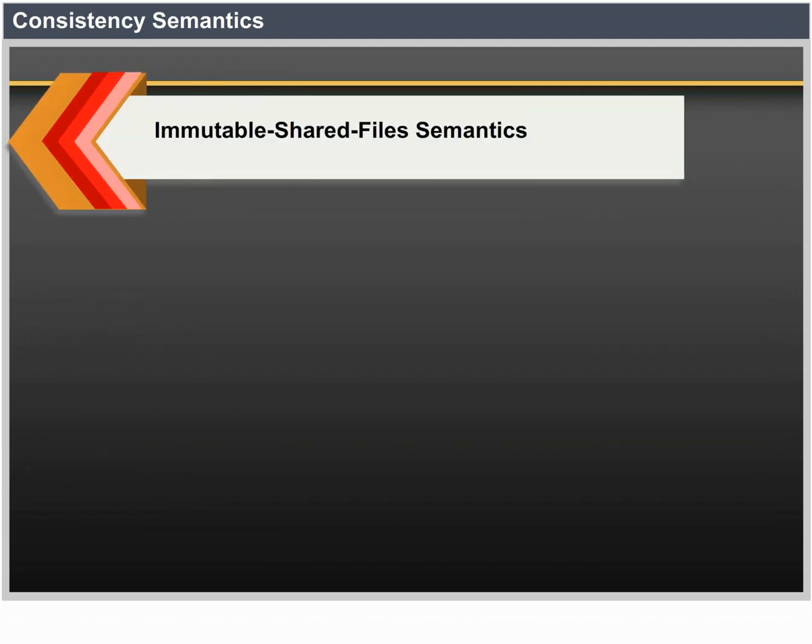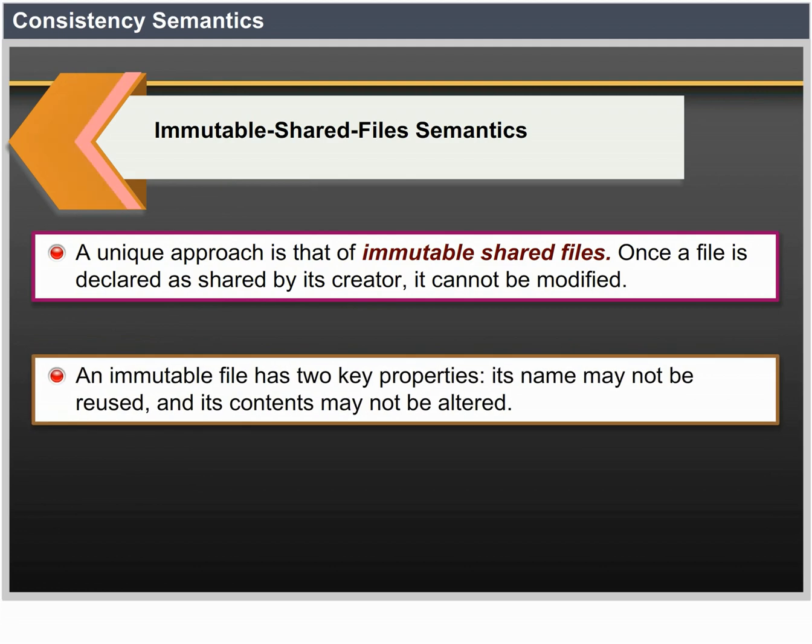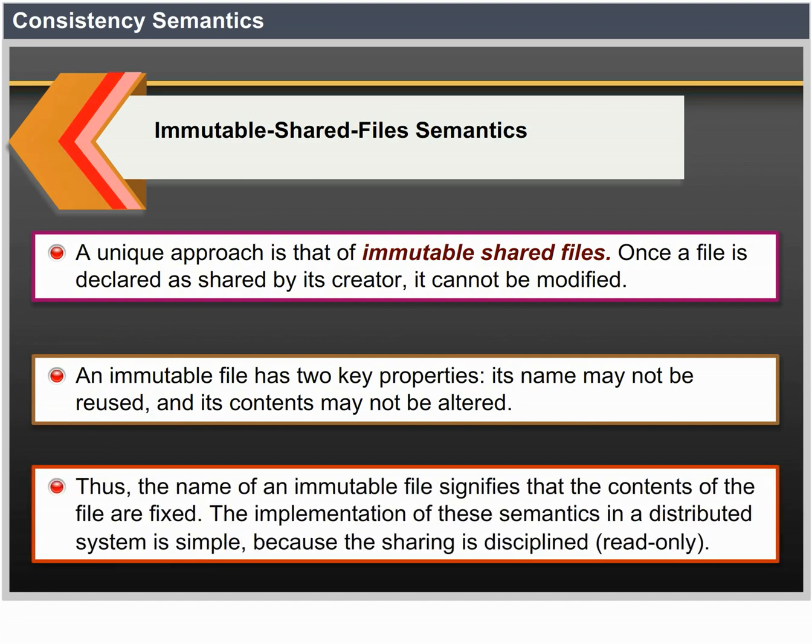Immutable shared files semantics. A unique approach is that of immutable shared files. Once a file is declared as shared by its creator, it cannot be modified. An immutable file has two key properties: its name may not be reused, and its contents may not be altered. Thus, the name of an immutable file signifies that the contents of the file are fixed. The implementation of these semantics in a distributed system is simple because the sharing is disciplined, read-only.